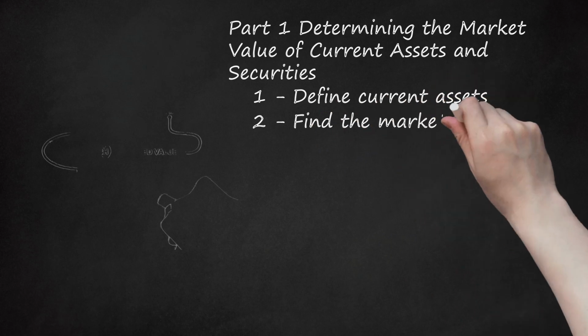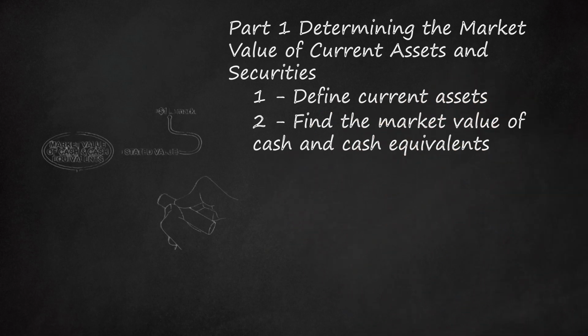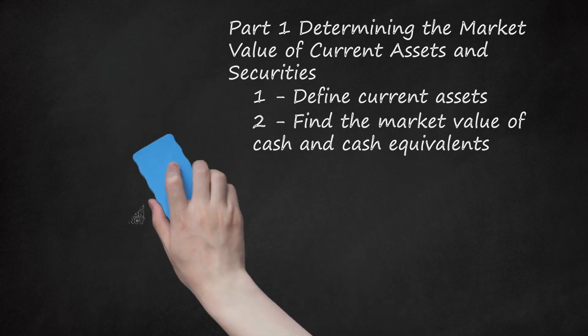2. Find the market value of cash and cash equivalents. The market value of this category, which includes domestic and foreign currency, bank accounts, short-term debt securities like treasury bills, and certificates of deposit, is the most easily calculated of any asset. This is because pricing already exists for these assets. For cash, bank accounts, and certificates of deposit, just use their stated value. $1 equals $1 in market value.